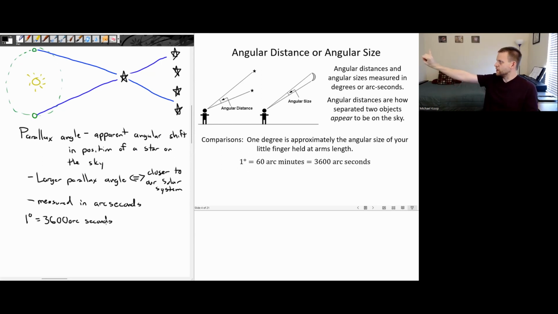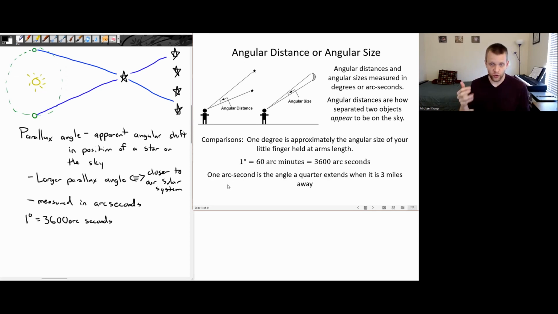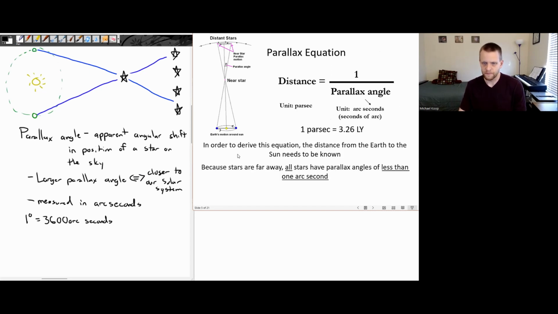So if you think the width of your pinky finger is 1 degree, an arc second is an angle 3,600 times smaller than that. As another way of comparing it, 1 arc second would be the apparent size of a quarter if you were viewing it from 3 miles away. These parallax angles that we're measuring are very small. And even with that very small angle, all stars have a parallax angle of less than 1 arc second.